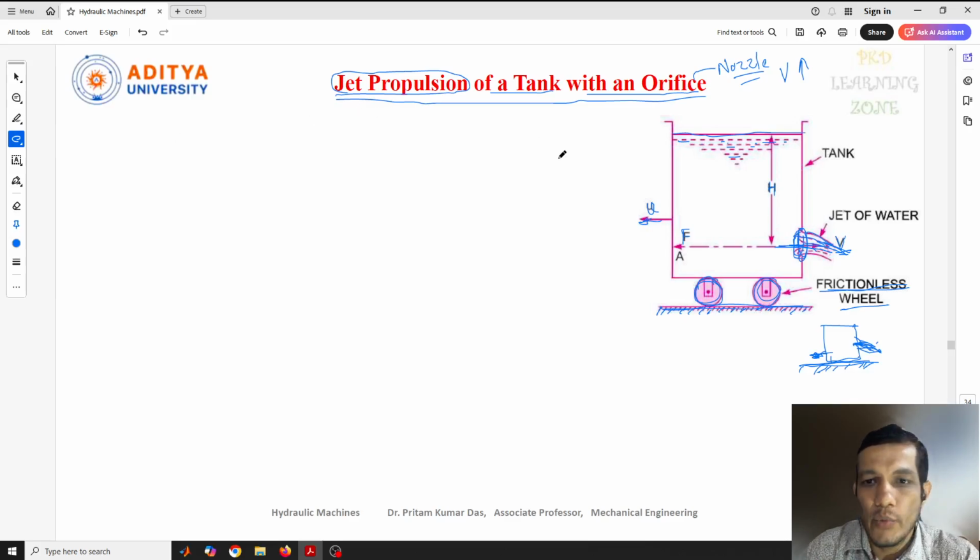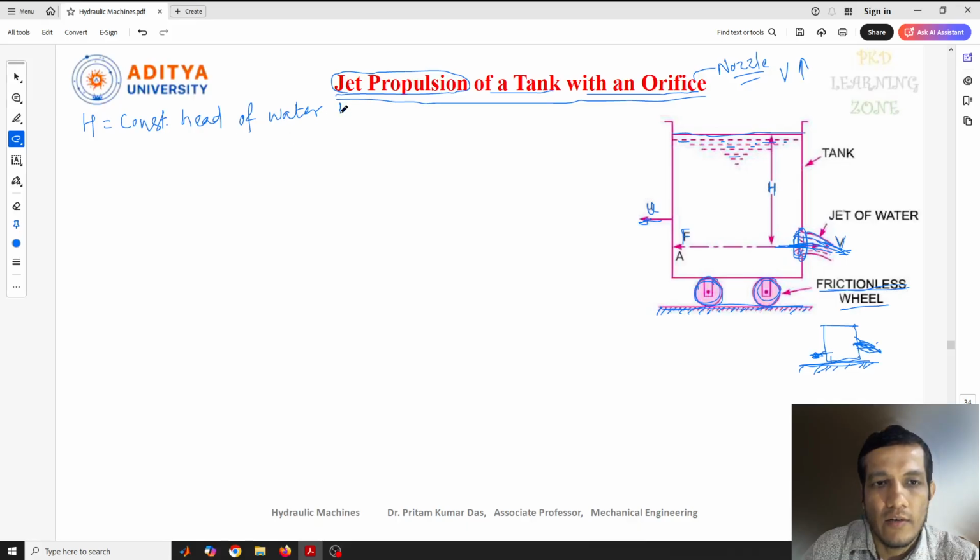To derive this equation, let me consider a few parameters. First, I'll consider h. So h is nothing but the constant head of water from the center of the orifice. Suppose this is the orifice that is fitted; the constant head of water is measured from the orifice.